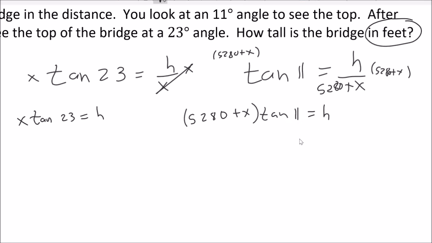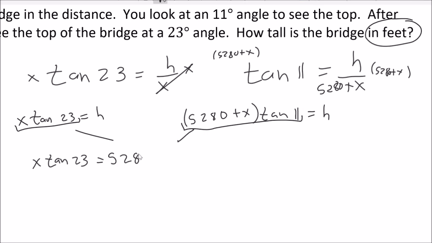Again, this may not look very promising, but notice, right here, this stuff is equal to h. And over here, this stuff is also equal to h. So if this is h, and this is h, then these two things are the same. So now I'm going to be able to combine these two equations together and say x tan 23 equals 5,280 plus x times tan 11.